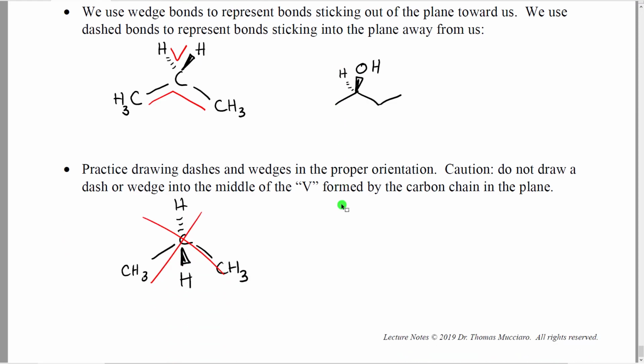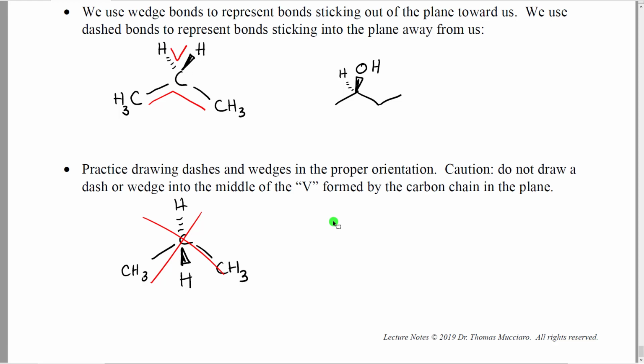One of the big problems that we have when starting to learn how to draw these things is it will be tempting not to maintain this V in one direction, V in the other direction orientation. Specifically, very often people will draw the V in the plane, and then they will draw one of the wedge or dash bonds down into the center of that V like that, and the other one sticking up. This is a completely improper drawing.